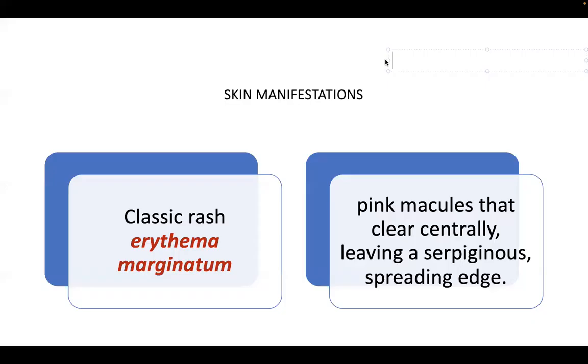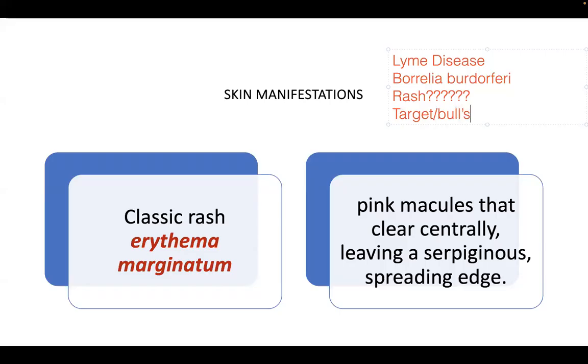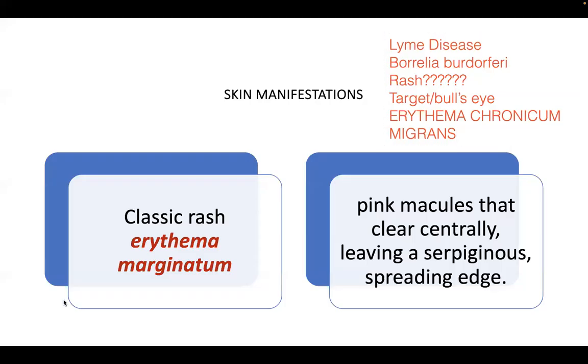Now, question. What is the rash that we see in Lyme disease? Okay, this is, of course, caused by Borrelia burgdorferi. What is the rash? What do we call that target or bullseye rash? May pangalan yan. Target or bullseye. Okay, very good. It's erythema. Don't mix this up with erythema marginatum. This is erythema chronicum migrans. So please write that down.